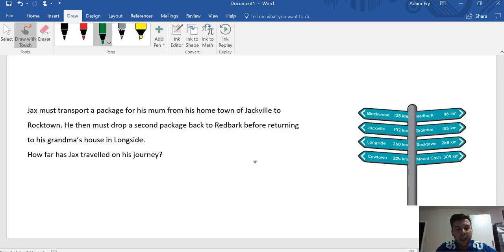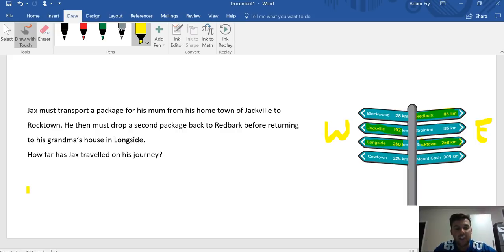So, Jack must transport a package for his mum from his hometown of Jackville to Rocktown. Okay, so here's Jackville, to Rocktown. So he needs to go from west to east. Remember, this is west, this is east. So he needs to travel that distance. He then must drop a second package back to Redbark. So he's going backwards, but he's still on the eastern side of the signpost before returning to his grandma's house in Longside. So that's all the way back over here on the west.